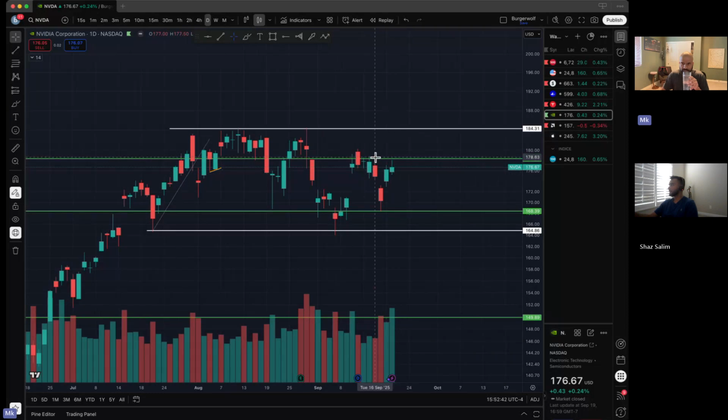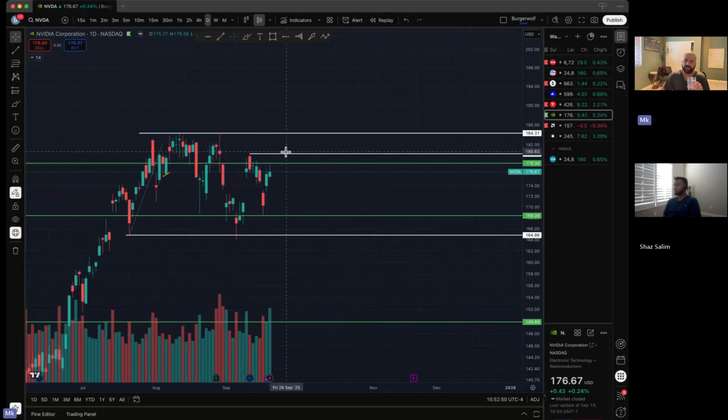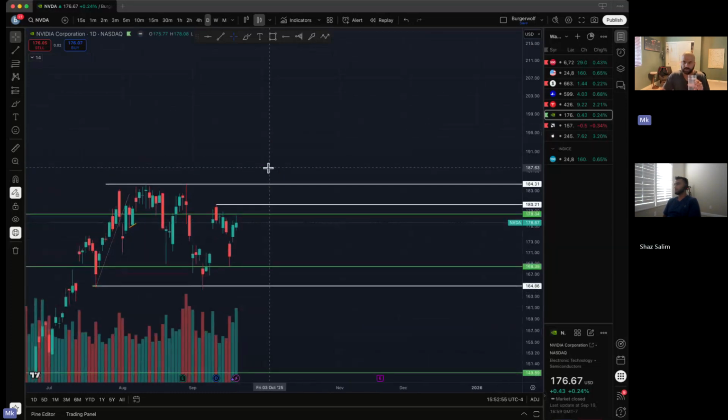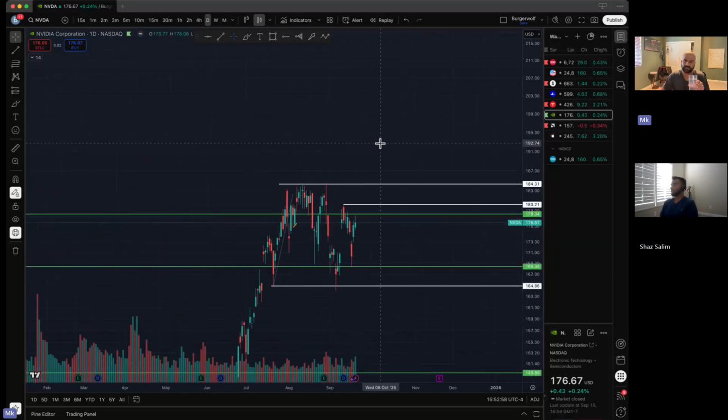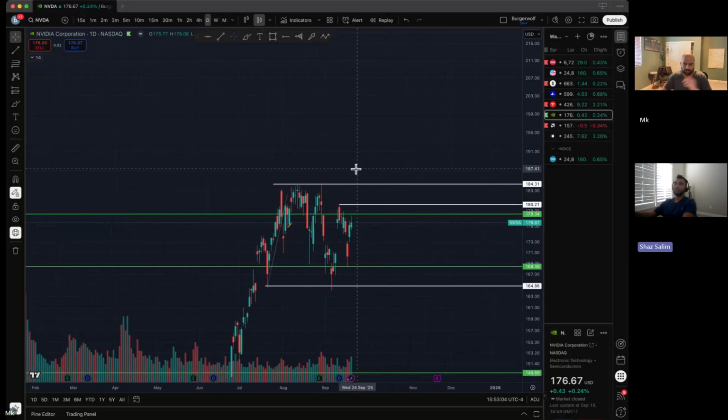It would really be this internal level. If price can break above this level, now we have a pretty good shot at getting to 184, 185. And if it gets there, great. Now 200 is the next psychological level, right? I mean, that would be all-time highs. That's blue sky. Blue sky scenario.